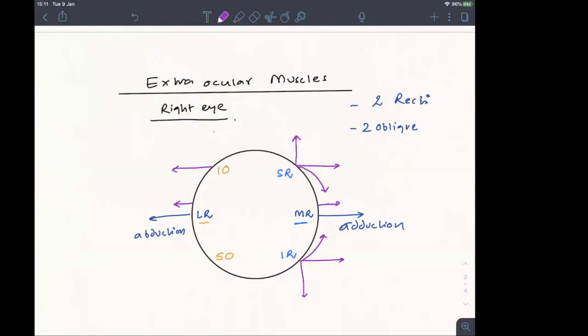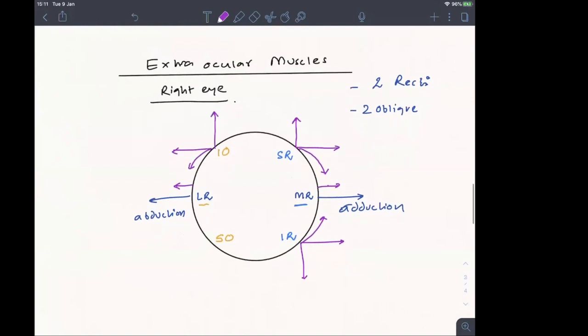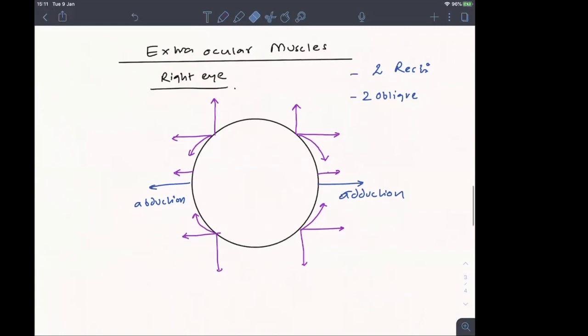Now, in each corner of the eye, you have movements like this. Okay. Now, suppose you ignore the muscles. You don't think about the muscles for now. And you just look at all the movements that are possible. This is the overall structure. So you have plain adduction and abduction.